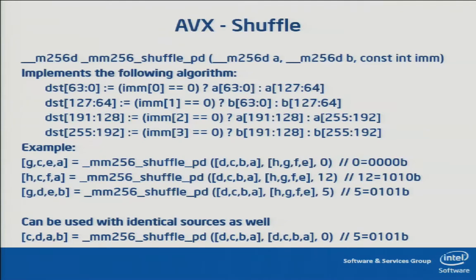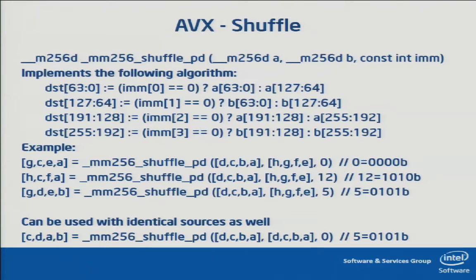So if the immediate value, this control value, is 0, then the first element of the destination value will be the first element of the first vector. If it is 1, it will be the second element of the first vector. This is pretty complicated. I have more visual examples.